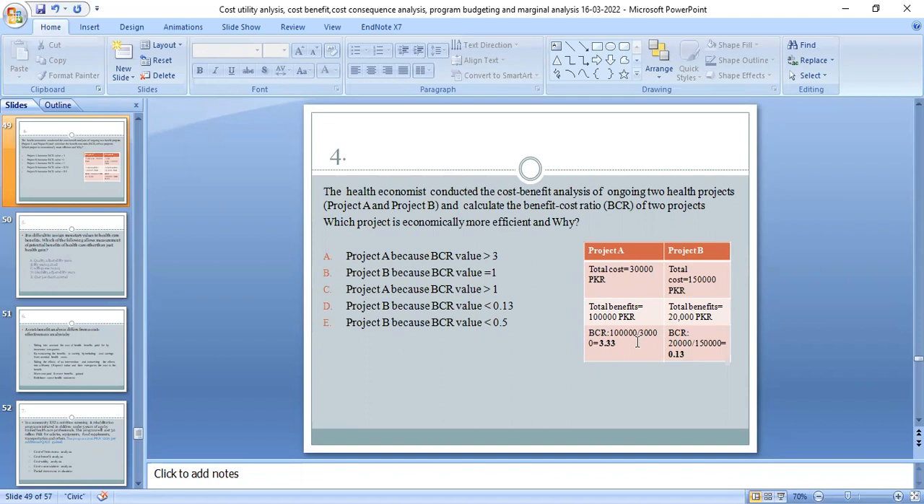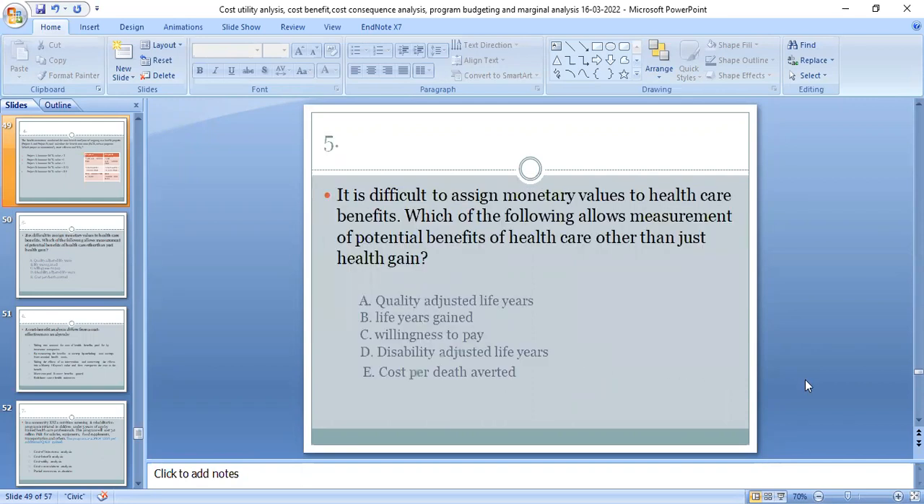For project A, the benefit cost ratio is 3.3, while for project B, it is 0.13. Which is economically more efficient and why? C is the correct option. We have discussed that if the benefit cost ratio is greater than one, then it will be economically efficient. So C is the right option.